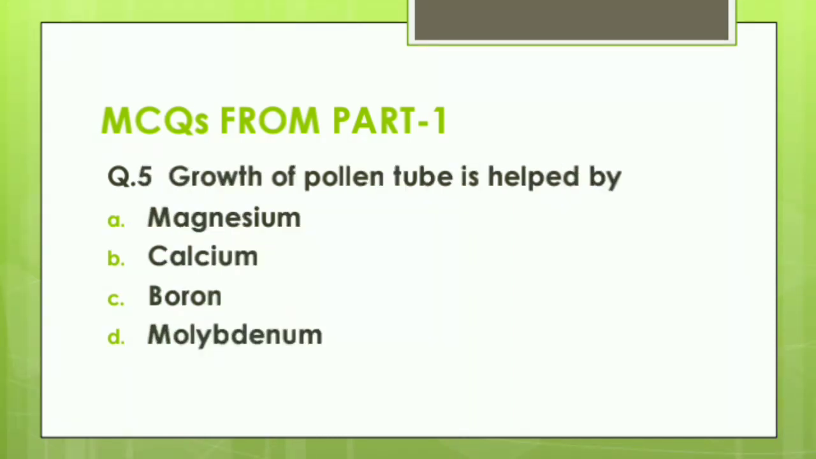Then the last question. Growth of pollen tube is helped by: option A, magnesium, option B, calcium, option C, boron, option D, molybdenum. So if you know the answer, write in the comment section below.